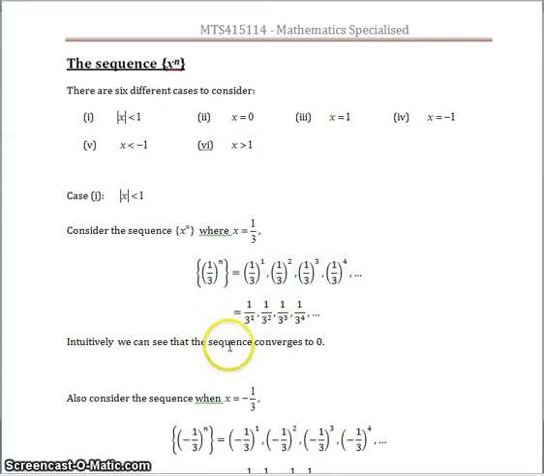Intuitively, what we can see is that the sequence is likely to converge to 0. We can see that because as we increase our values of n, the denominator is going to increase quite significantly and our numerator remains constant. With a constant numerator and an increasing denominator, the entire fraction gets closer and closer to 0. So that's what we find with x equaling 1/3.